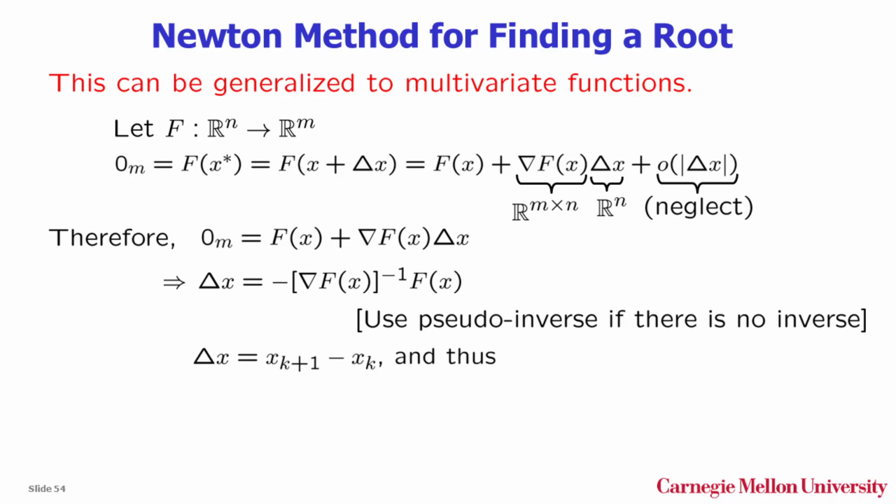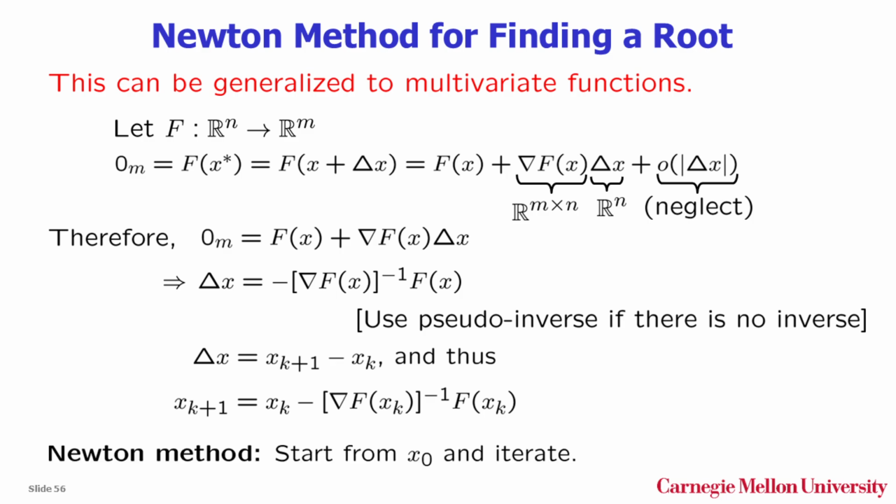We define delta x to be xk plus 1 minus xk. Therefore, the recursive update rule becomes xk plus 1 equals xk minus the inverse of the derivative matrix times f of xk. This completes the derivation of Newton's method for finding the root of a function. We start from an initial point x0 and iteratively apply this update rule.